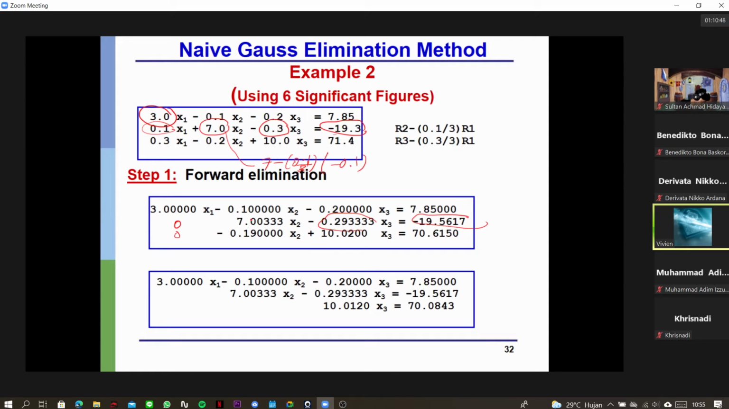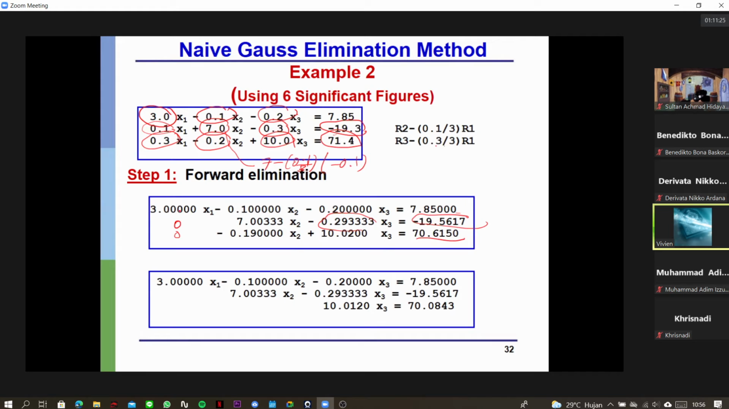Okay, so we finish working on the second row. Now we proceed to the third row. Again a similar procedure: the third row minus the factor, which is 0.3 divided by 3, times the first row. So we have this value, which is 0. Again, we do the same for the second element. We subtract the first row multiplied by a constant factor. Then for the third element, again we subtract the first row with a constant factor, and also for the right-hand side.